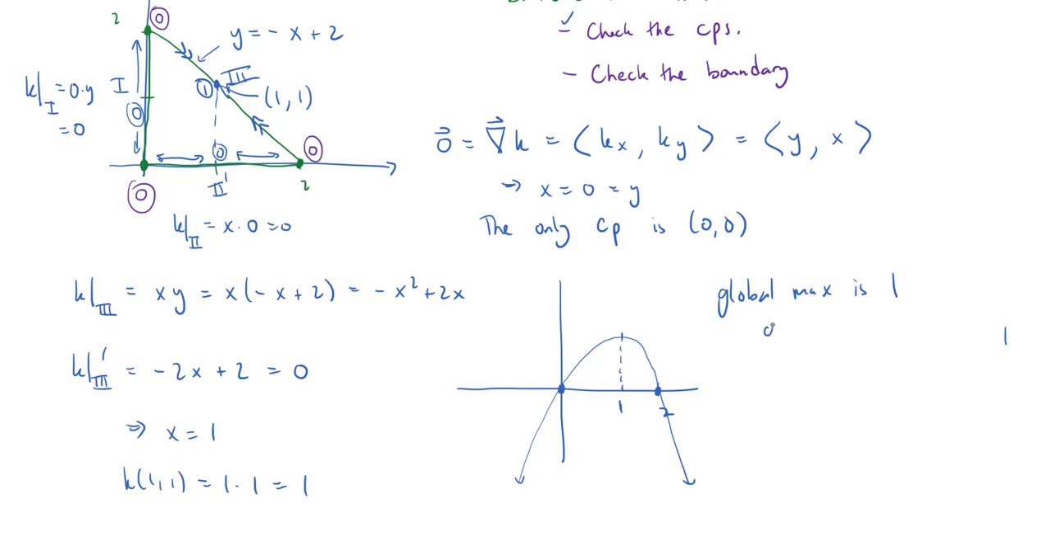is 1 occurring at (1, 1). What about the global min? So the global min is 0, and it occurs along the x and y axes. Okay, we have found our global extrema.